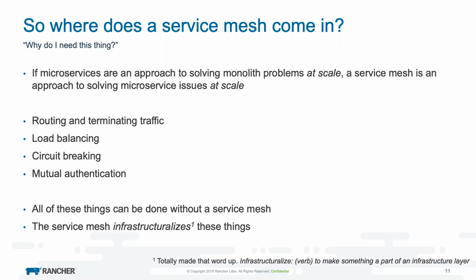So instead of a developer, or a team of developers, having to work together to implement routing and traffic termination, to implement circuit breaking, to implement all these different things, a service mesh takes these components and makes them part of the underlying infrastructure layer. The goal then is that the application developer does not need to spend cycles on building these things for their microservices, that they need only to configure the mesh to provide this functionality for their microservices.